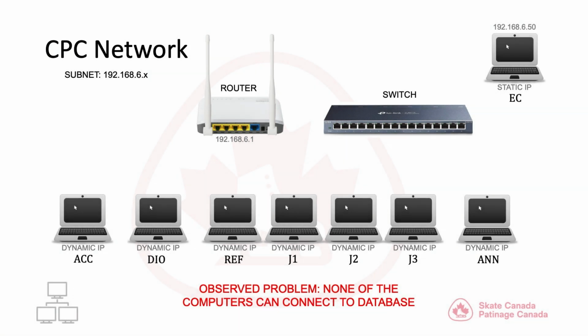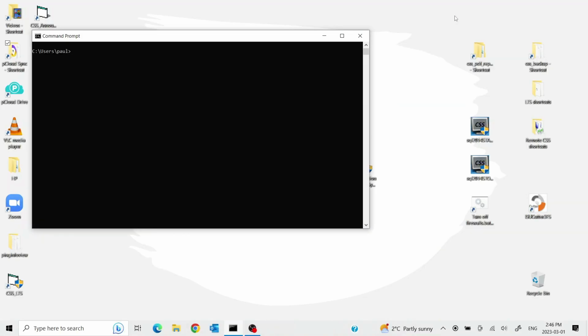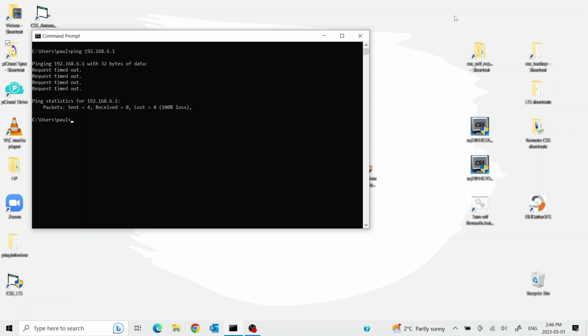Okay, let's look at a third and final example of troubleshooting a network issue. This time, we again encounter a problem where none of our computers running LTS are able to log into the competition database. We turn our attention to the EC computer and test the network route to the router by typing ping 192.168.6.1. We receive timeout errors. So this indicates that there is a problem connecting to the router, but it doesn't tell us why. There may be no power to the router or switch or both, or they might be turned off.